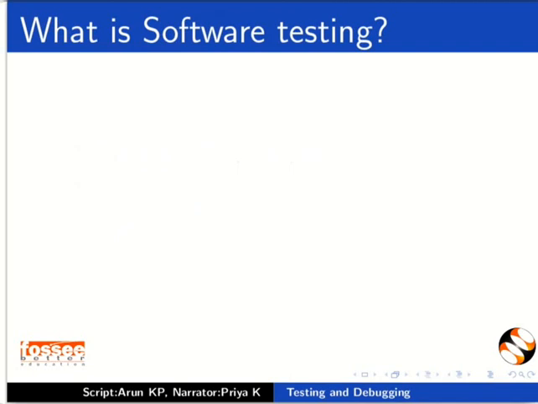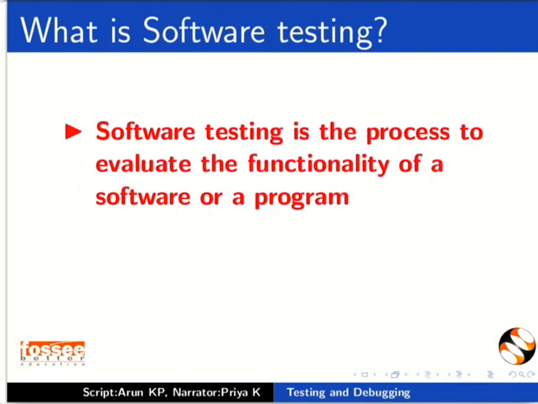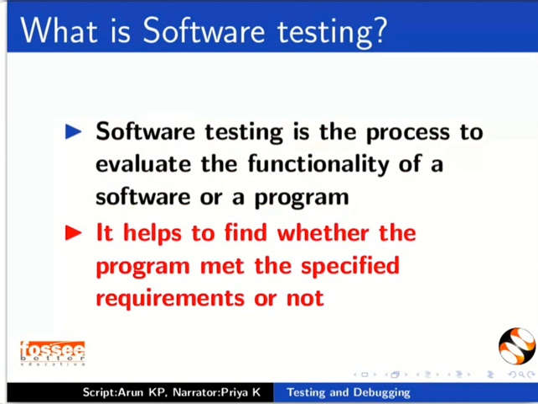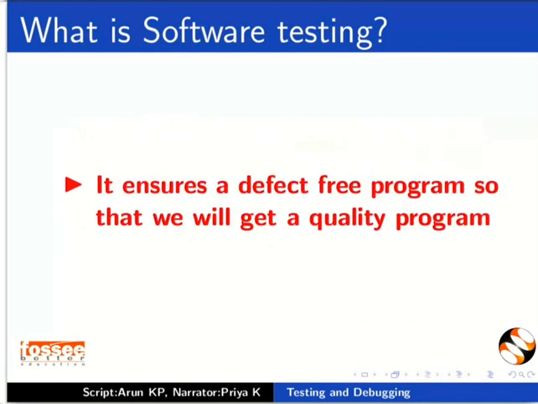First, we will learn about software testing. Software testing is the process to evaluate the functionality of a software or a program. It helps to find whether the program met the specified requirements or not. It ensures a defect-free program so that we will get a quality program.